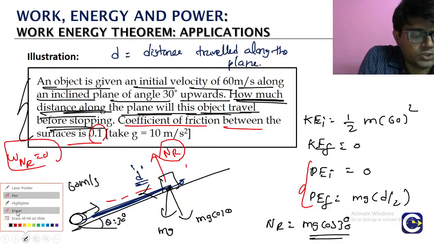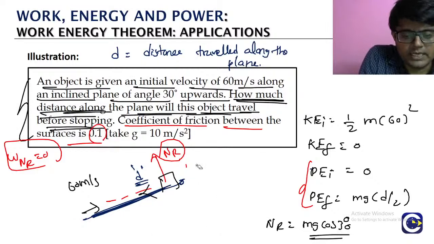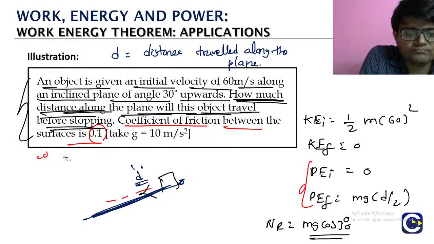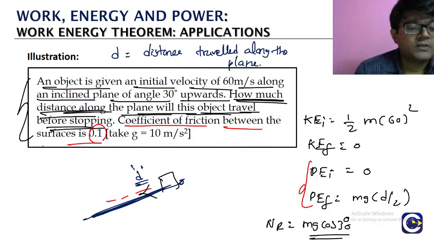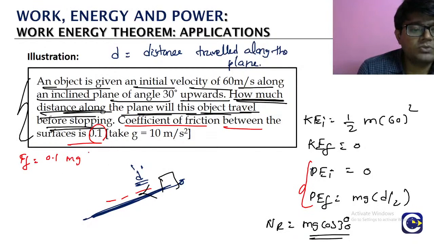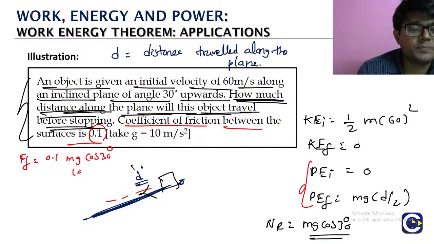From this we get the frictional force. The frictional force is mu into normal reaction. So the frictional force value is 0.1 into m into g into cos 30. Now we will substitute the value of g, which is 10. Substituting 10, 10 into 0.1 is 1. So value-wise it will be m into cos 30. That is the frictional force value.